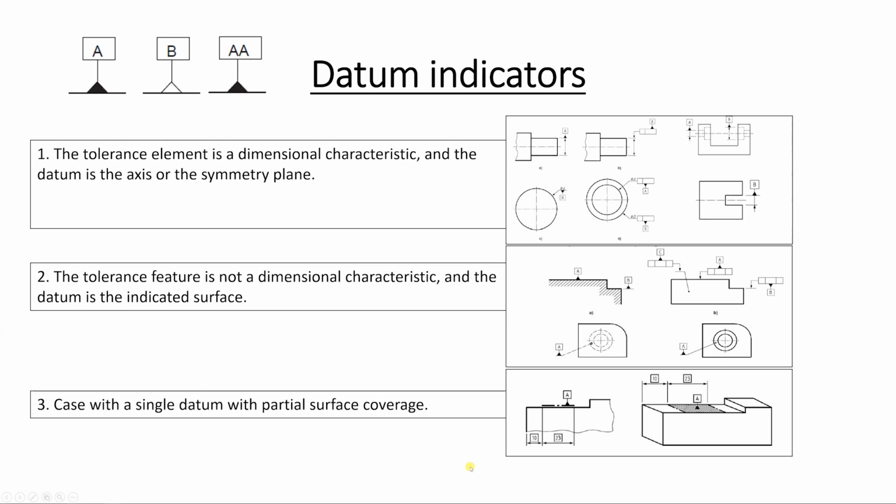And the last one, the case with a single datum with partial surface coverage. Okay, so it's not that common. You will not see this on every drawing, but you can see them on some of them, where the datum is just a partial surface of the plane, for example, as we see here. So it's indicated that we have to go from this plane 10 millimeters, and from 10 millimeters from this plane, search 23 millimeters and do the datums only on a surface of 23 millimeters from this plane. Okay, good. Let's move on.